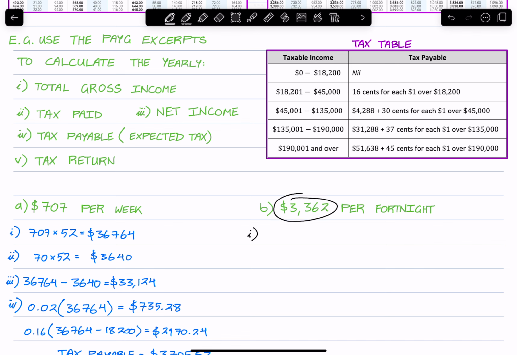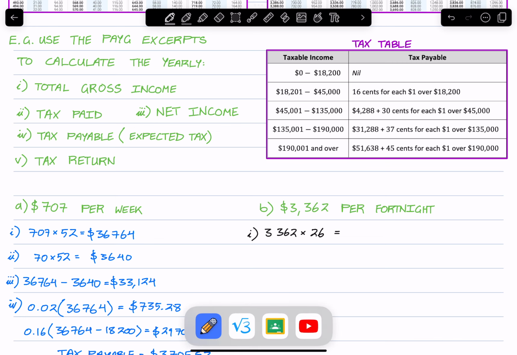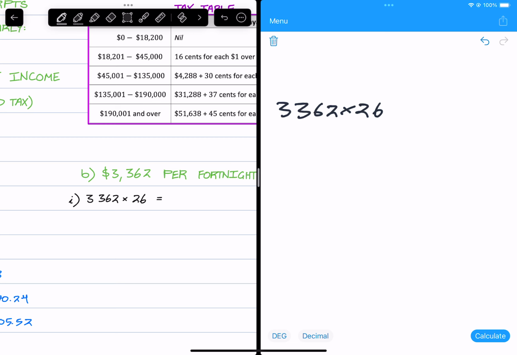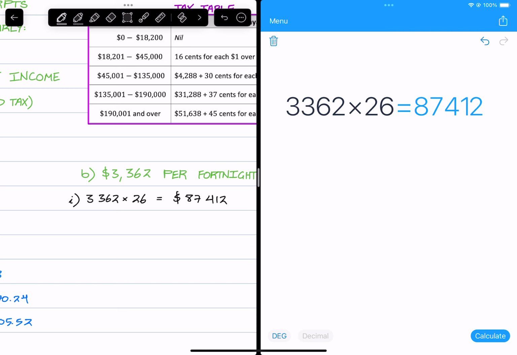So that's nice and simple. It's just what you earned, your statement, 3,362 times per fortnight would be 26. So this person would have earned 3,362 times 26. We get $87,412. So this person is supposed to earn this much by the end of the year.